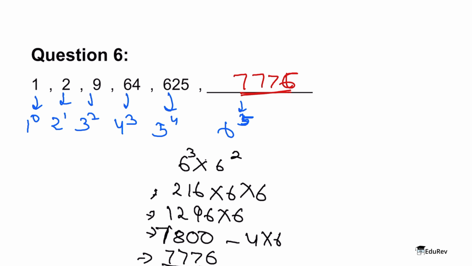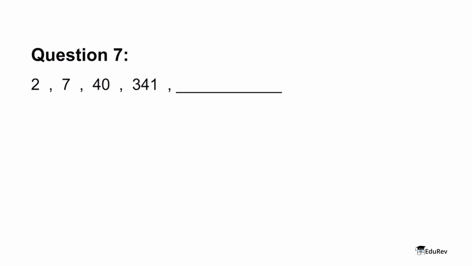Therefore, our correct answer is 7,776. If you have a calculator, it's much easier to do, but without a calculator the calculation is still very easy if you follow this method. Okay, great. Now let's move on to the next question. The next question states 2, 7, 40, 341 and then there is a blank.